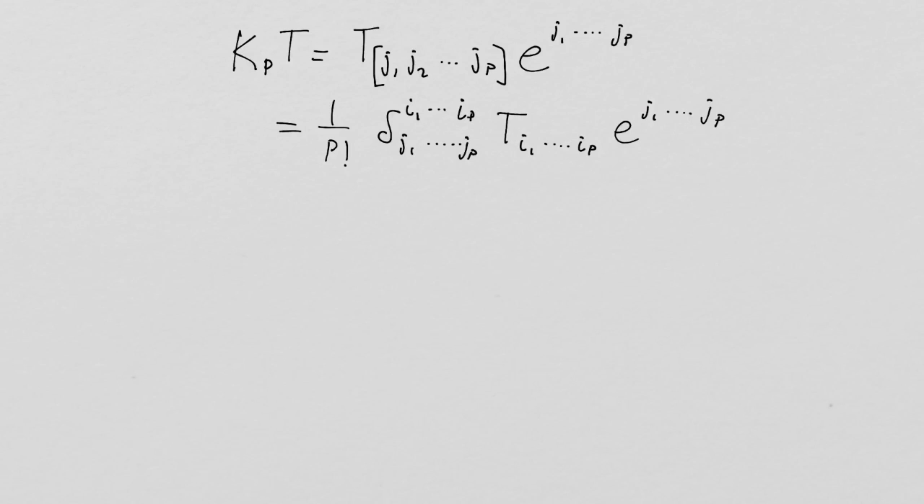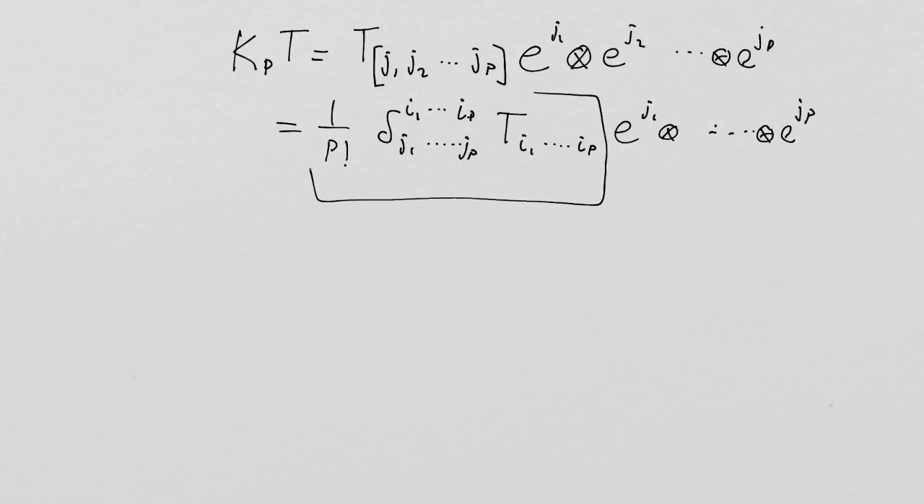Oh, I wrote my basis vectors poorly. The basis vectors should look like tensor products, right? So there should be tensor product E J1, E J2, tensor product E JP. So this is how you calculate the component of the antisymmetric part. So you would literally write T J1 through JP. You choose J1 through JP because you're trying to calculate a particular component.